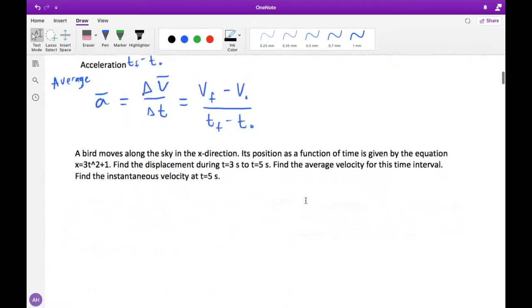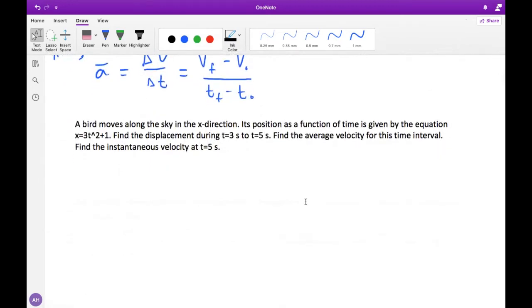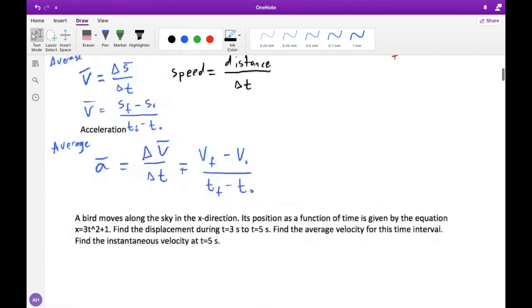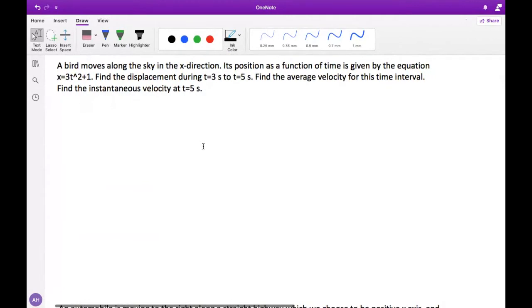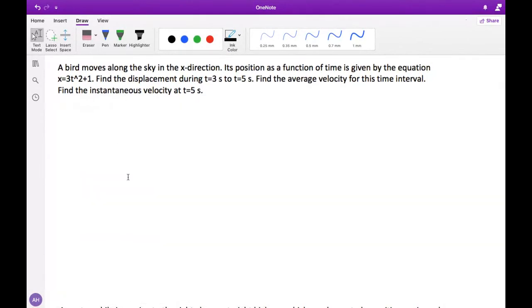Okay, so of course the next thing to do would be to do some examples to solidify all this stuff we just talked about. So here I have a simple example I'm going to work through. It says a bird moves along the sky in the x direction. Its position as a function of time is given by the equation x equals 3 times the time squared plus 1. So that's our equation for the position as a function of time.